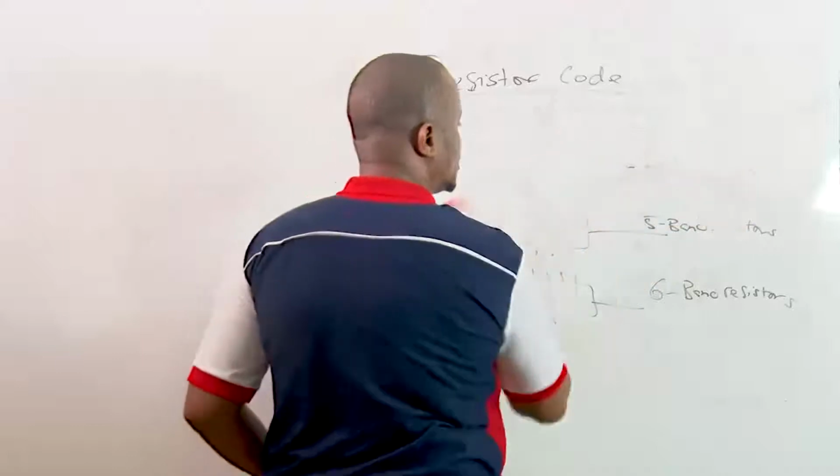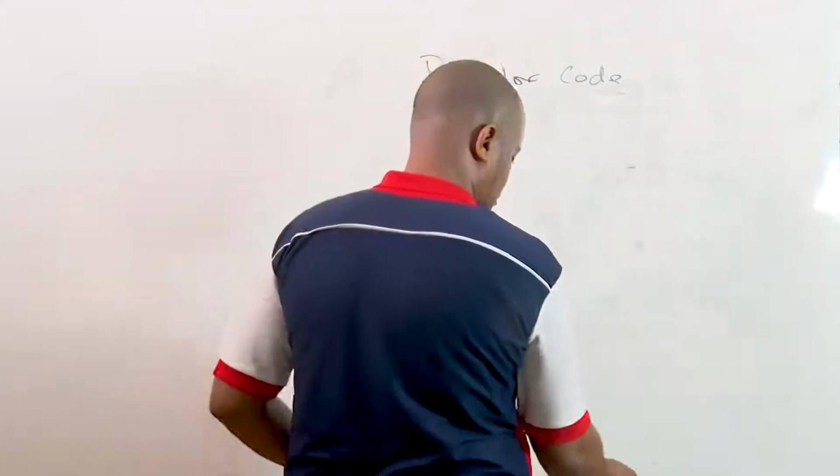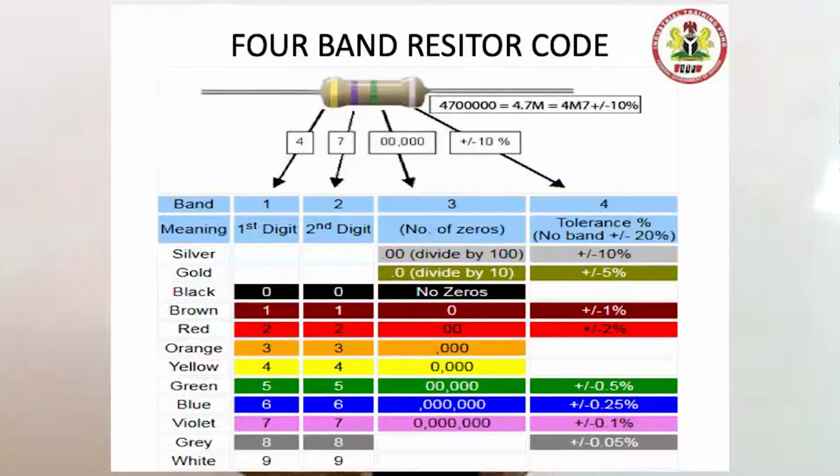So let us look at the screen. The screen shows you the table on how to read a 4-band resistor code. So you can see there are different colors ranging from black to white. So in that order, you have to memorize it. Black, brown, red, orange, yellow, green, blue, violet or purple, gray, and then white, in that order.